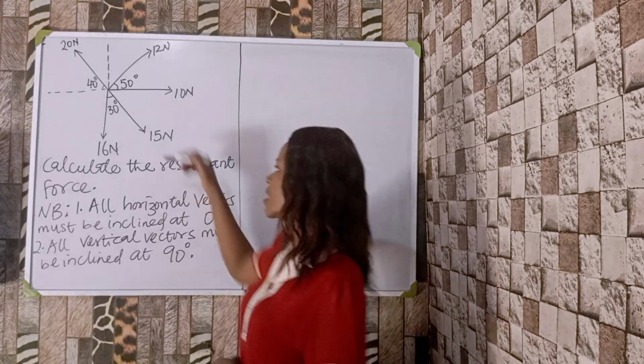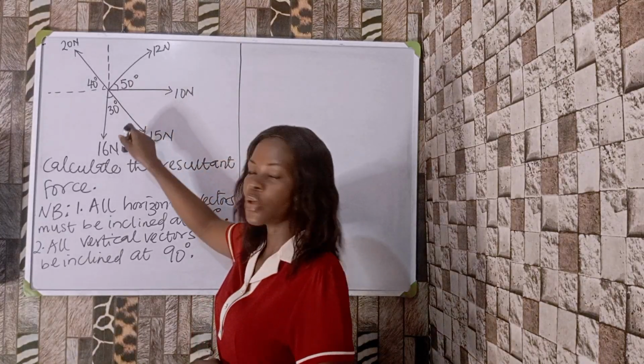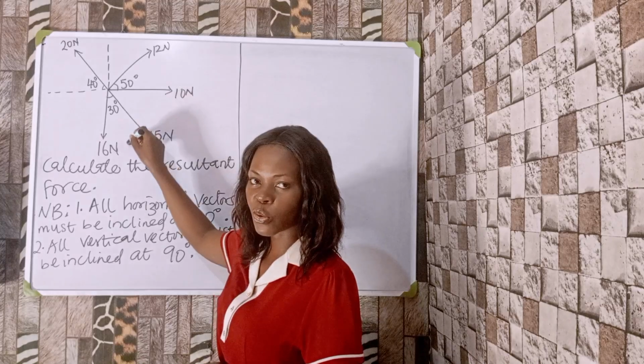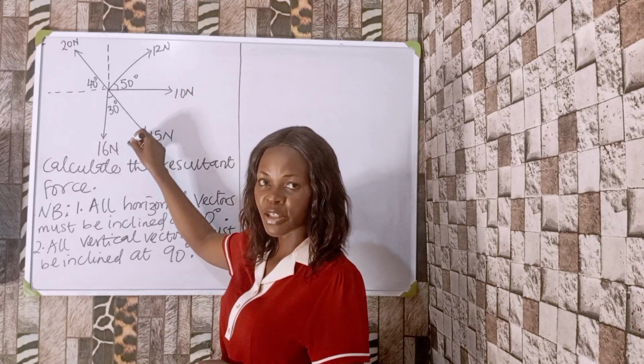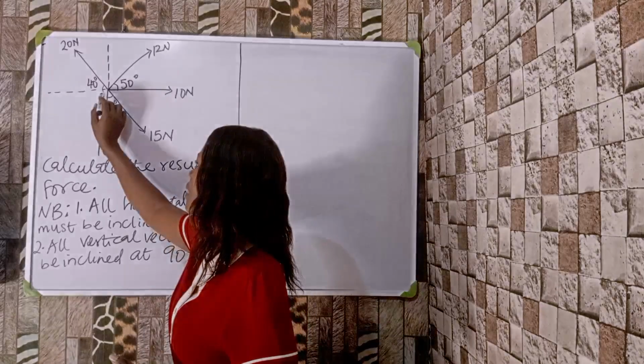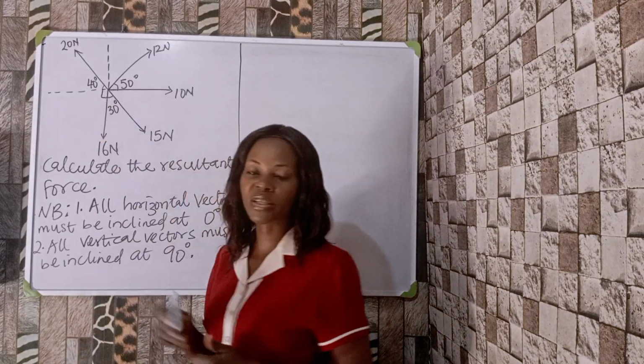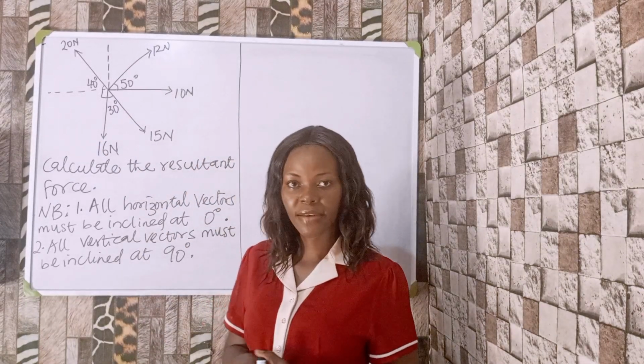Now, number 2, all vertical vectors must be inclined at 90 degrees. This is a vertical vector. So this 16 Newton is on the vertical, so automatically its angle is 90 degrees. That means the angle here is 90 degrees. Is that okay?